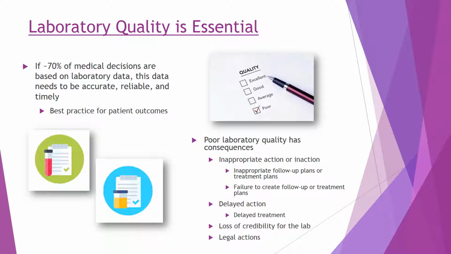So what if we put out poor quality work? Well, there would be some severe consequences if that happened, such as inappropriate treatment plans, or follow-up plans, or it could cause inaction, which is just a total failure to complete a follow-up or treatment plan for patients. And poor quality lab work can also result in delayed results, and that ultimately causes a delay in treatment for that patient. In addition, inadequate lab work can lead to loss of credibility of the lab, so people quit trusting us to put out accurate results, and it can actually lead to legal actions in some cases as well.